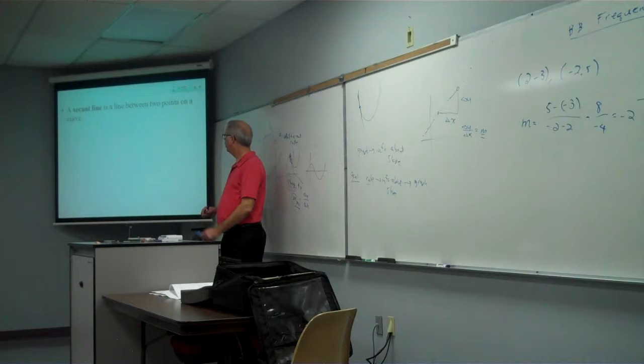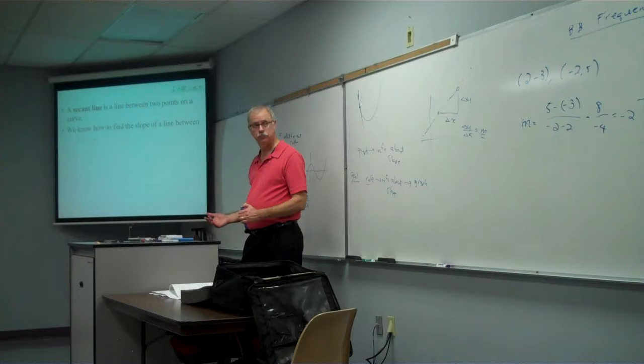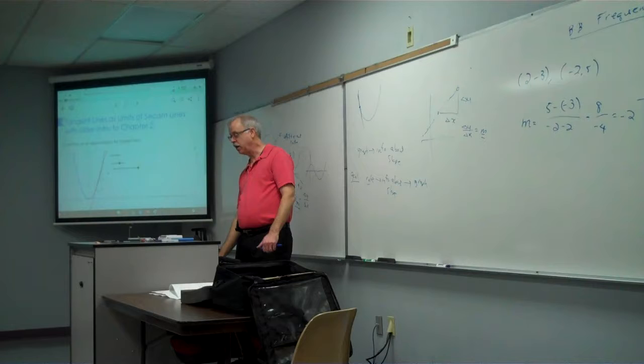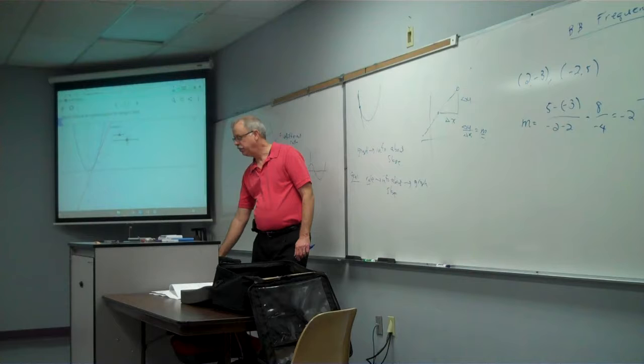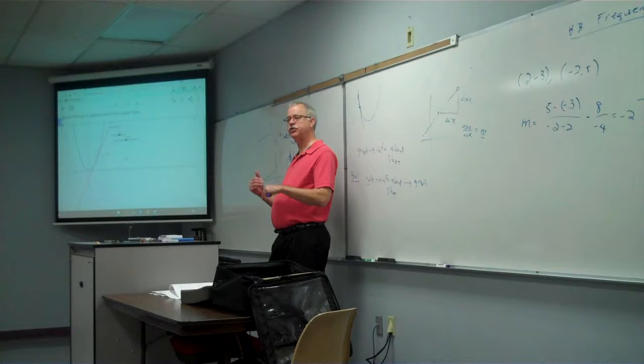The secant line is a line, it's just two points on a curve. And we know how to find the slope of a line between two points. We've done that a number of times. But in terms of the secant line, so here, between A and B, what is drawn is a secant line. If I move B a little bit, now the slope of the secant line changes. And as I keep moving B, the slope of the secant line changes. Well, as I get B closer and closer and closer to A, kind of intuitively looking at it, it looks like we're getting closer and closer to what we call the tangent line.